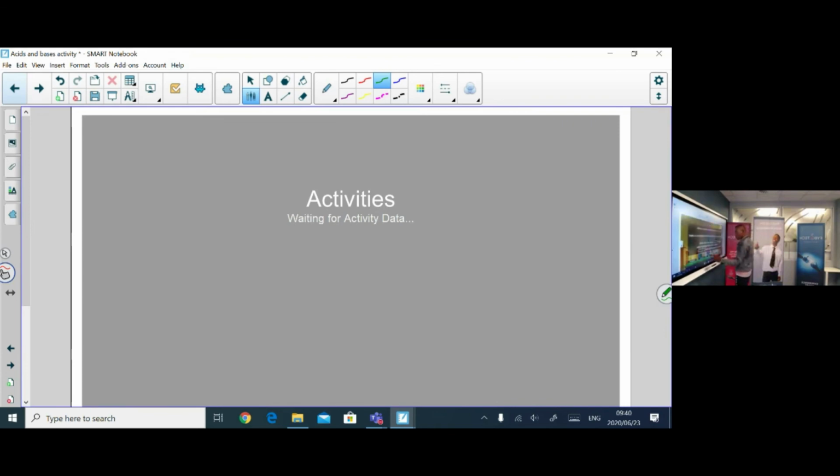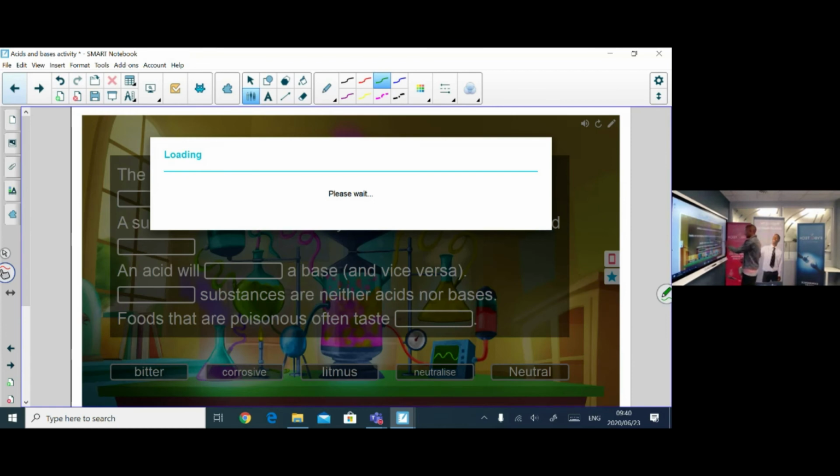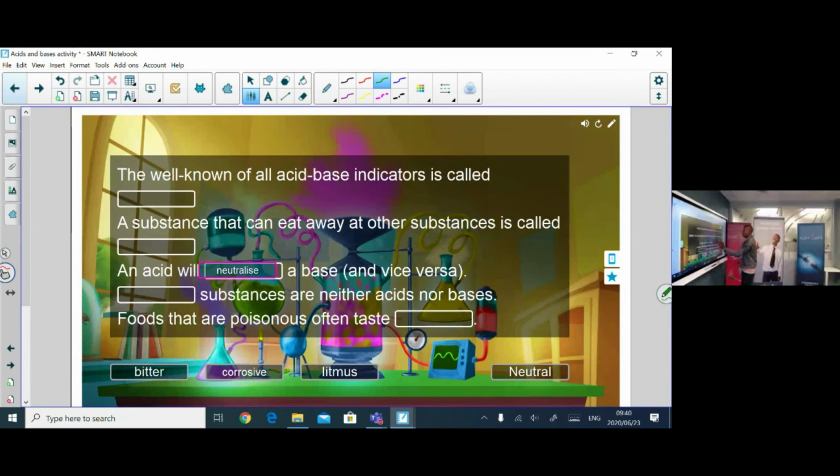So an acid will neutralize a base, and a base will neutralize an acid. Why can't we use the word neutral? Because an acid will not neutral a base, but it will neutralize a base, and the base will neutralize an acid.